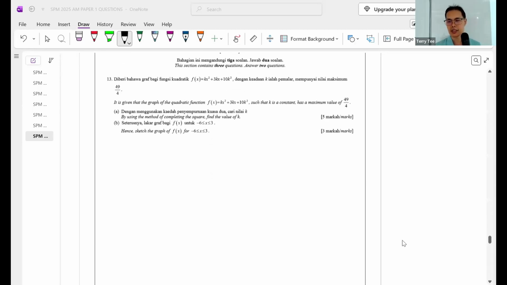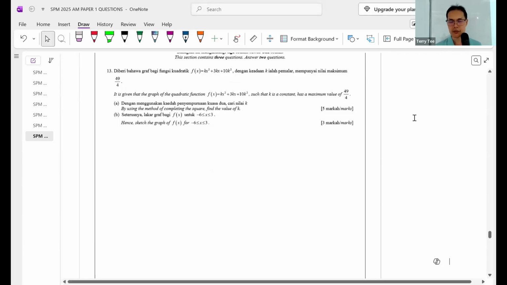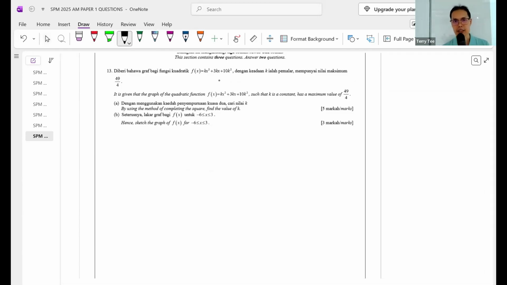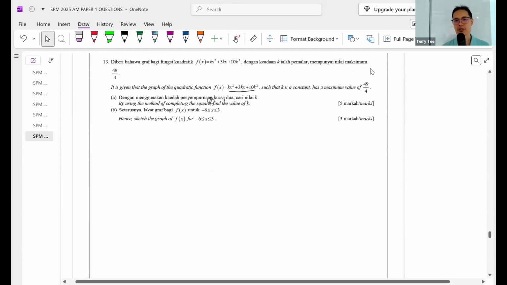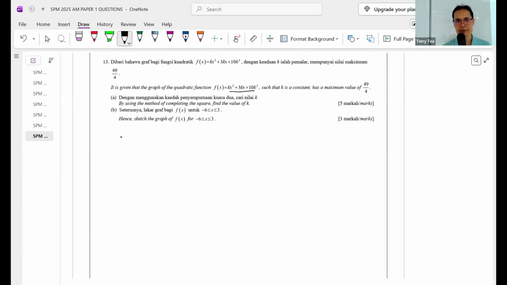Question B, this is what they call Form 4 Chapter 2, quadratic function. Here we have a graph of a quadratic function. You're given f(x) in terms of k. It has a maximum value. Let me zoom in first. It is small. Later I may have to zoom out because I need space to draw the graph. So by using the method of completing the square, find k.